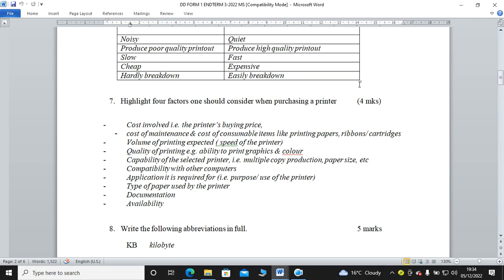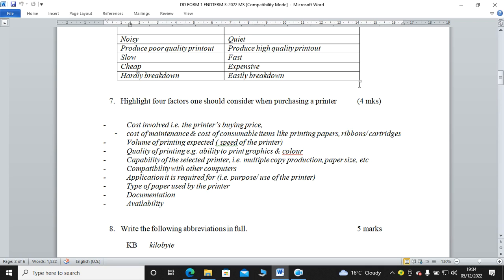Volume of printing expected or speed of the printer. It is measured in pages per minute. We have quality of printing, e.g. ability to print graphics and color. Capability of the selected printer, e.g. multiple copy production, paper size, etc. Compatibility with other computers. Compatibility means the ability to work with others.